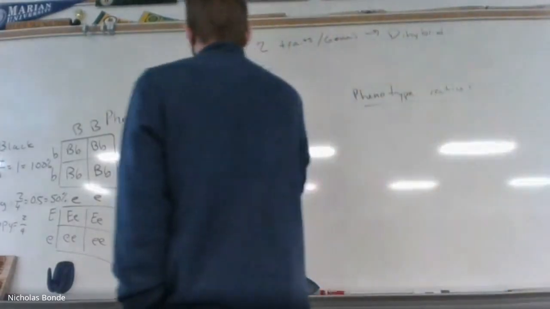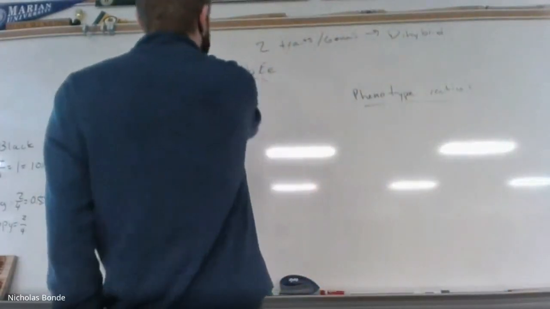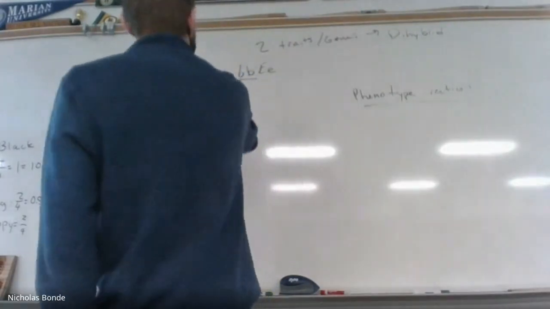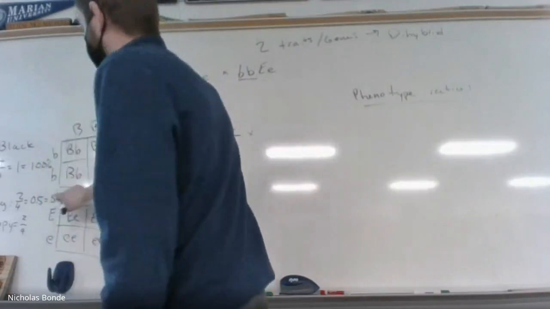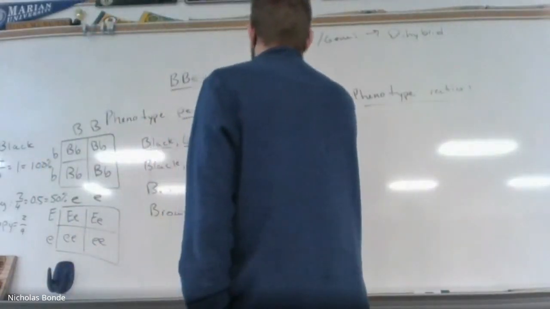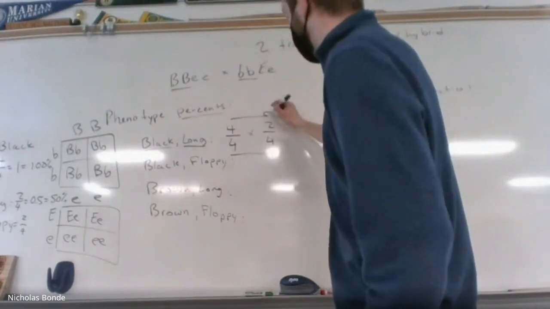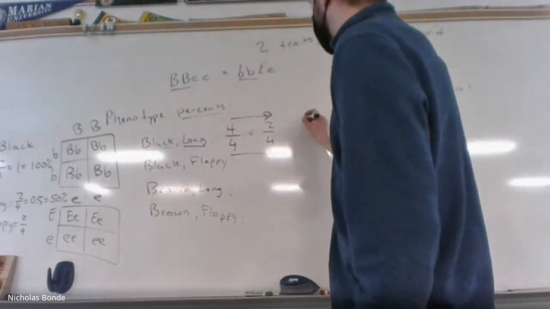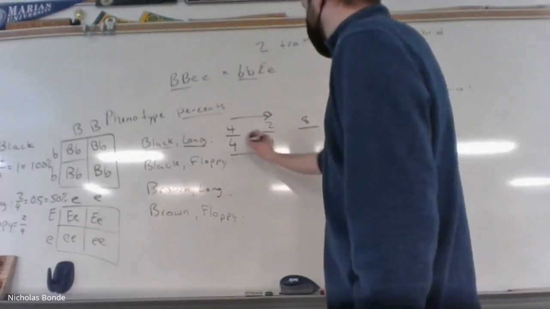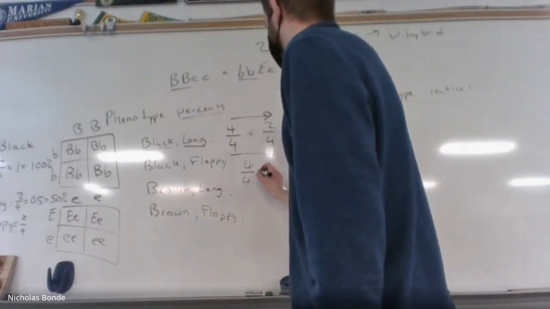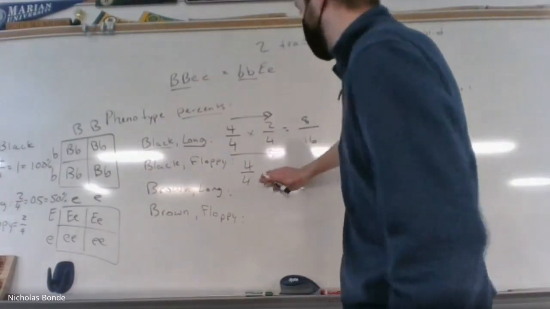Yep, multiply them. So we multiply them together. When we cross them and multiply, we multiply the tops and multiply the bottoms, which is 4 times 2 is 8, over 16. Do the same thing with this one. So black percent, 4 out of 4.